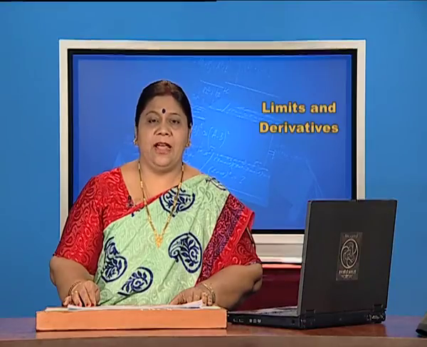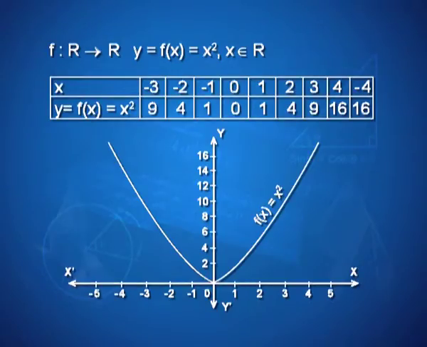Consider the function f of x is equal to x square. Look at the graph on your monitor. Y is equal to f of x is equal to x square, where x belongs to R. You will see for various values of x, f of x is equal to x square has different values. For example, for minus 3, x square is 9, for minus 2 it is 4, for minus 1 it is 1, for 0 it is 0, and for 1 it is 1, and so on for positive integers.